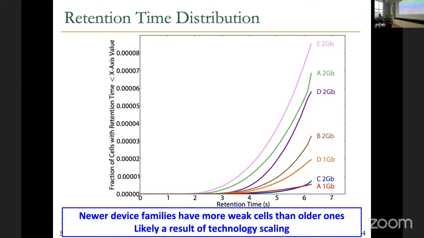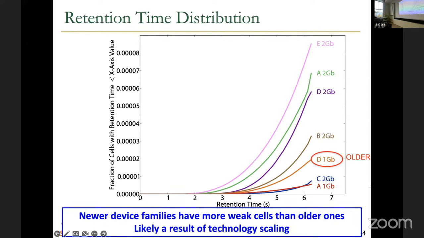And we also observe, unfortunately you cannot see it here, but newer device families have more weak cells than older ones. This is likely a result of technology scaling. So let's take a look at this. This is an older generation. You can see the retention time distribution looks like this. On the x-axis is retention time, and on the y-axis you see the fraction of cells with a retention time that's less than the x-axis value. So if this fraction is higher, there are more cells that are failing at a given retention time, at a given x-axis value.